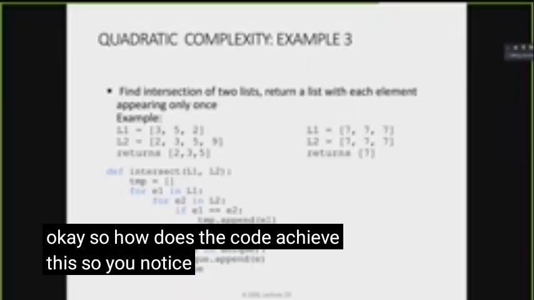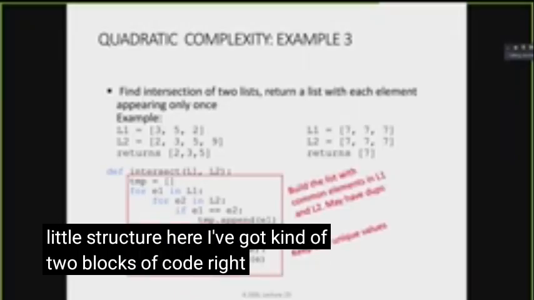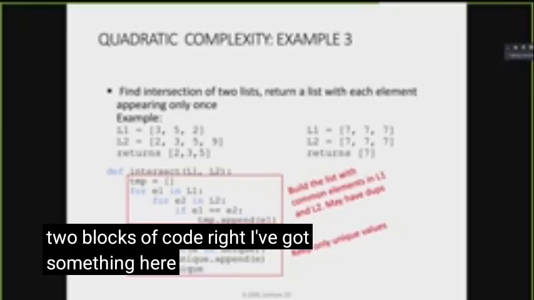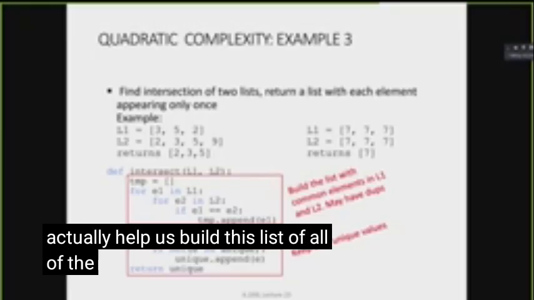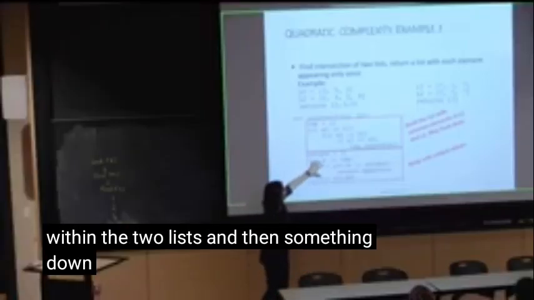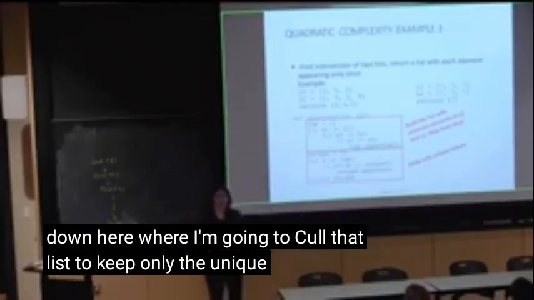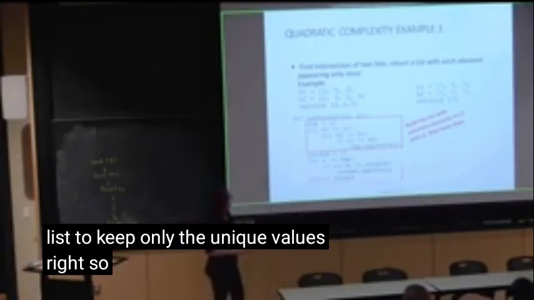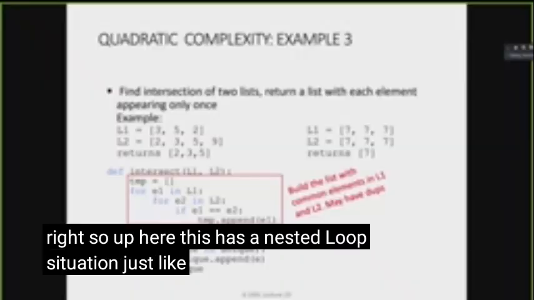So how does the code achieve this? You notice a nice little structure here. I've got kind of 2 blocks of code, right? I've got something here which is going to help us build this list of all of the elements that are common within the 2 lists. And then something down here where I'm going to cull that list to keep only the unique values, right? So up here, this has a nested loop situation, just like in the previous example.